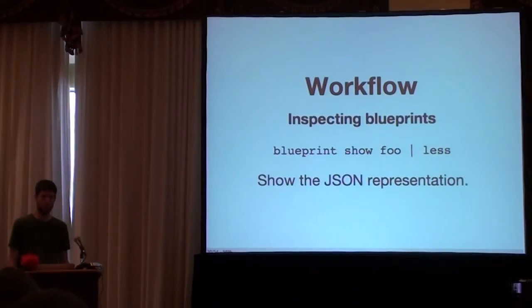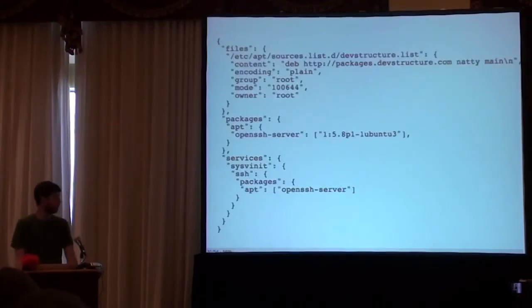So this blueprint show command would tell you in the JSON format what's in the Blueprint. And so you can see, without really needing to read, there's a file, a package, and a service defined here. And they define metadata and versions, and you can real quickly inspect that and see what's in it and what's not in it.